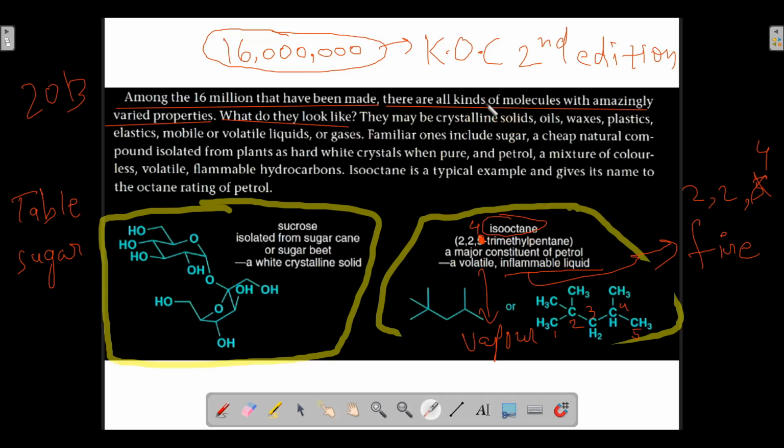They may be crystalline solids. For example, this is a crystalline solid. Crystalline solid means a solid having a specific arrangement of atoms or molecules, a fixed arrangement. That is called a crystalline solid.